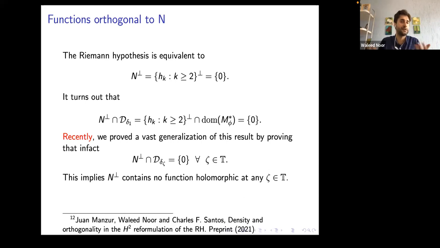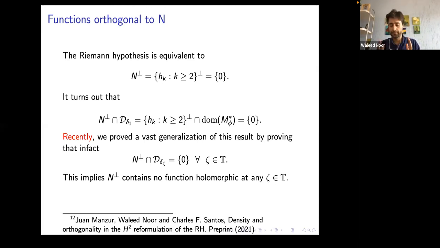Of course, it could still contain an infinite dimensional subspace, but more recently, a few months ago this year, with my PhD students Juan and Charles, we were able to prove, it's a preprint, a much vaster generalization of this result by proving that N perp doesn't intersect with any local Dirichlet space. So that means, in particular, no polynomials.